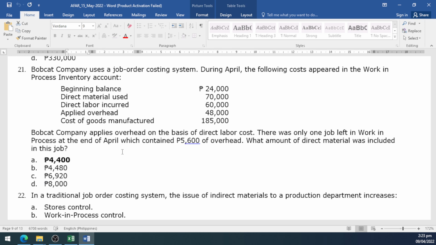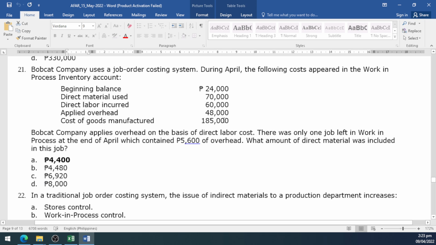And then determine DL. Overhead is 80% ng DL. As you can see, yung applied overhead, 48 over 60, so that's 80%. So, 5,600 over 0.8, that's 7,000. Minus 7,000 DL, so 4,400.